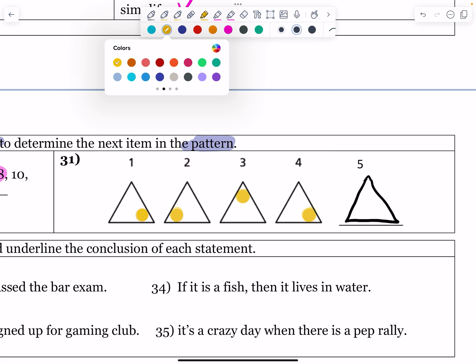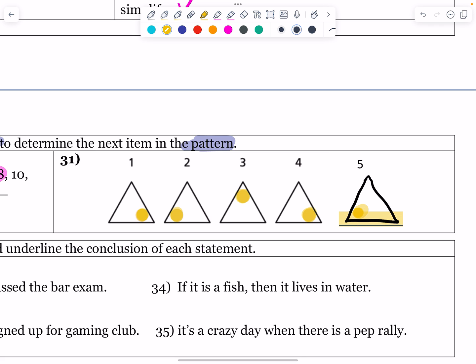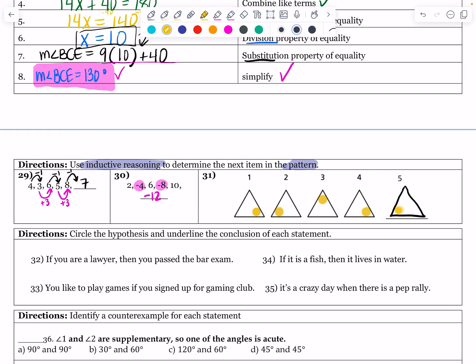So it just was at the bottom right. We're following this one 1 to 2. So 4 to 5 will be bottom right, will be bottom left. Okay? So we will have a dot in the bottom left. It's just that dot is going clockwise around this triangle, so bottom left. That just asks for the next item in the pattern, not the 10th like it did on our notes.